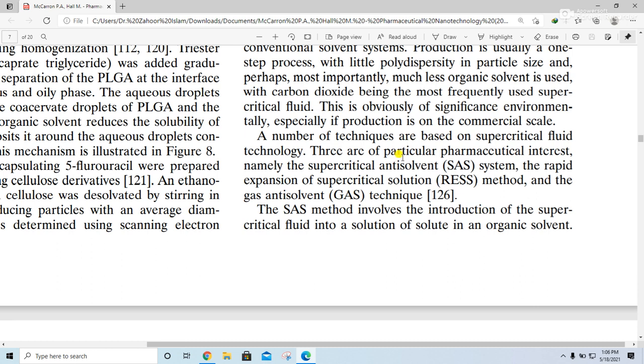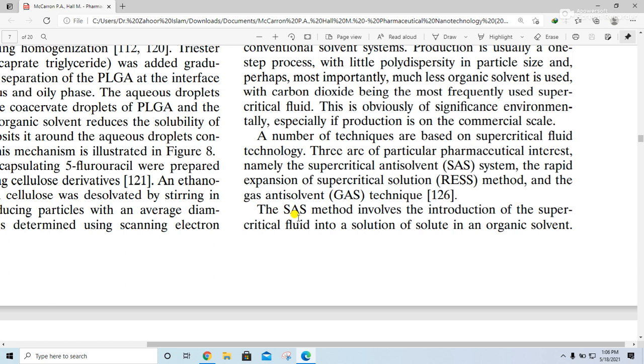A number of techniques are totally based on supercritical fluid technology. Three of particular pharmaceutical interest are the supercritical anti-solvent, also called SAS, the rapid expansion of supercritical solutions, called the RESS method, and the gas anti-solvent technique, which are also applicable.